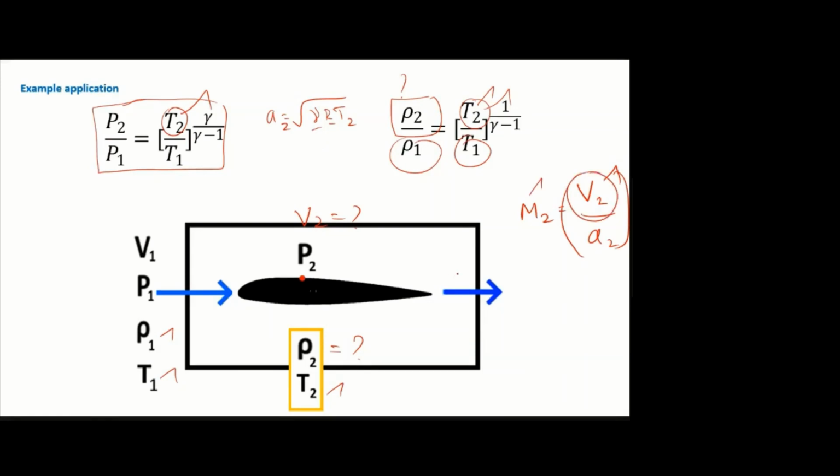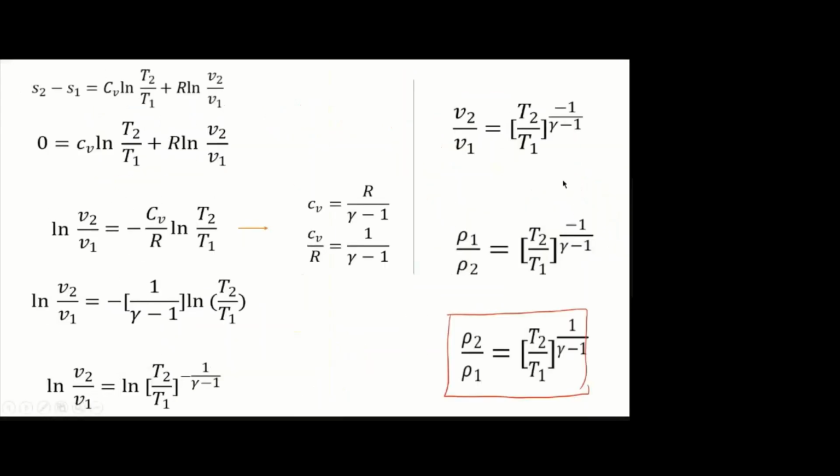How to find V2? V2 by V1 equals T2 by T1 power minus 1 upon gamma minus... This is not this equation. The left hand side bottom equations are in this slide. The top equation is specific volume. The normal volume formula is mass divided by density. Specific volume means unit mass. That's it. This is not velocity.